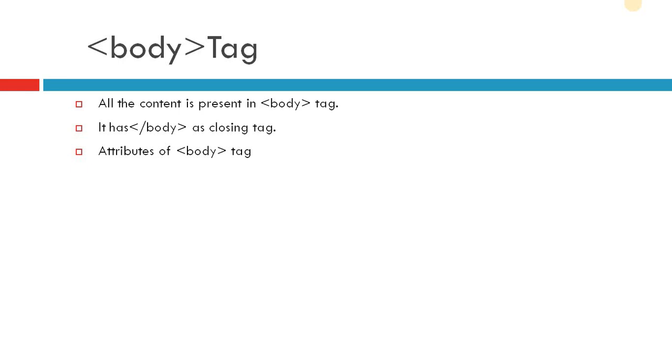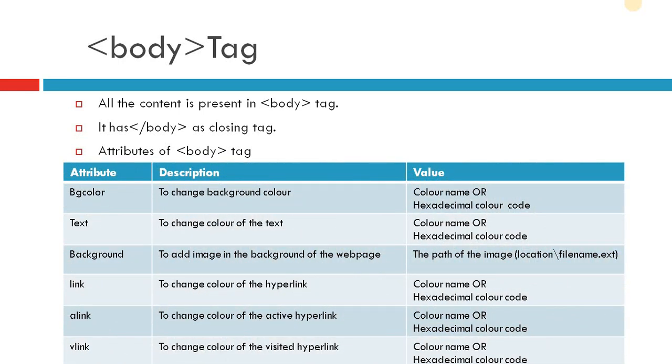Attributes of body tag. Now here in the table, you can see there are 6 attributes. However, for now, we will be studying the first 3 attributes. The next 3 attributes we will be studying when we are going to learn about hyperlinks.